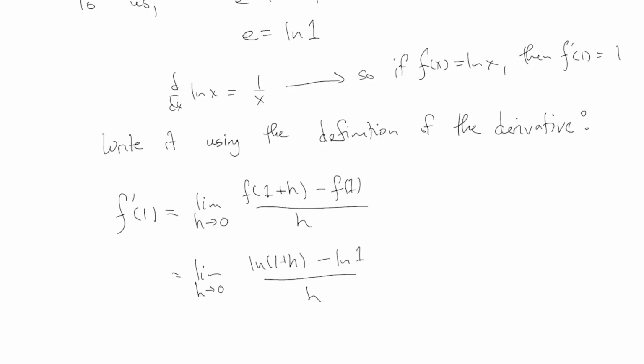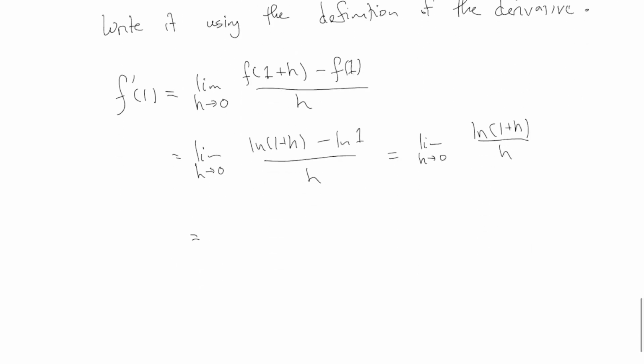One part of this you can simplify. Yeah, ln 1 is 0. Great. Don't try to split this up. Actually, this cannot be split up. ln(1 + h) does not split up. ln 1 equals 0, though. So this, I can say, is the same as the limit as h goes to 0 of ln(1 + h) divided by h. And maybe I'll write it instead like this: 1 over h times ln(1 + h), right?